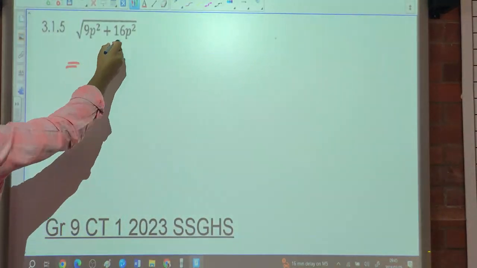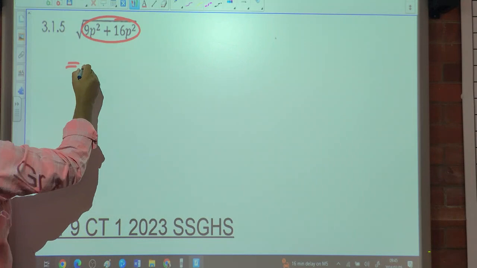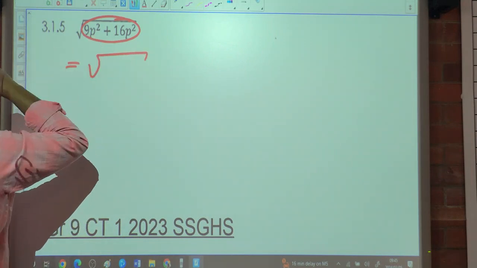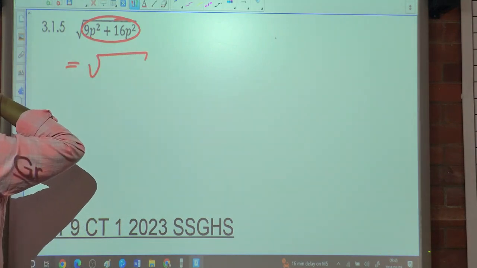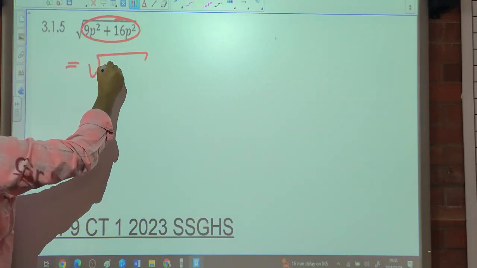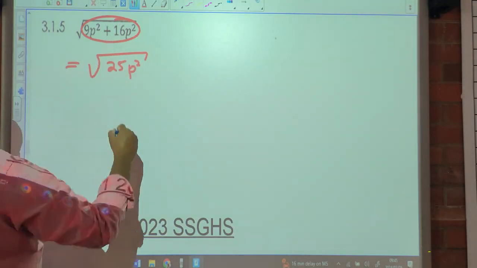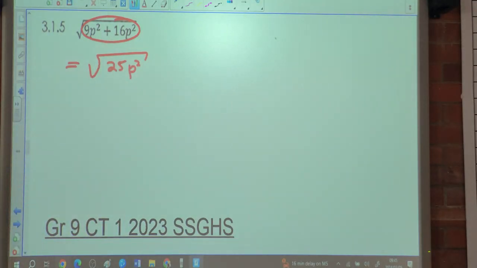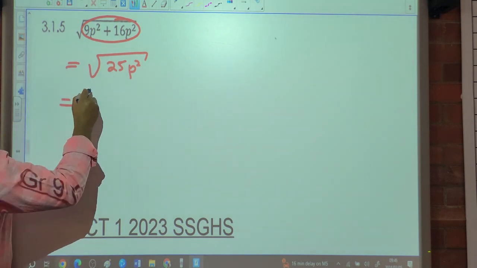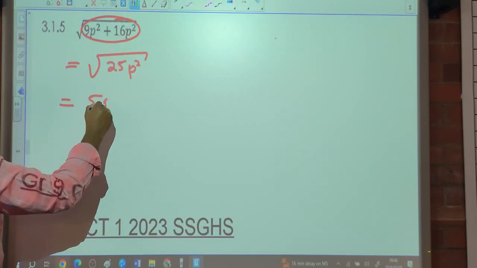So what do we do? Let's first add the like terms. So what's the square root of 25p squared? As 9p squared plus 16p squared is 25p squared. What's the square root of 25? 5. Square root of p squared?